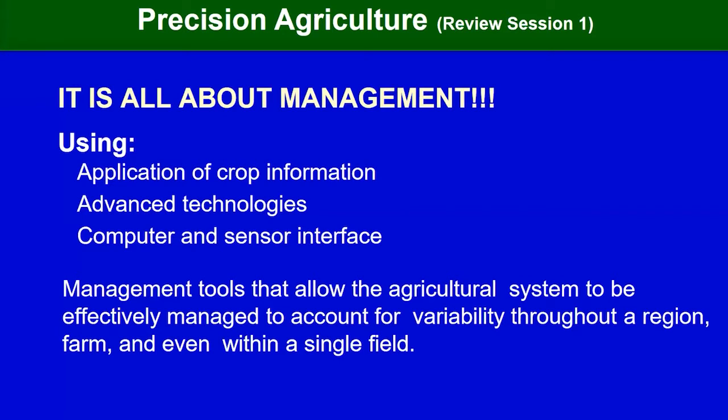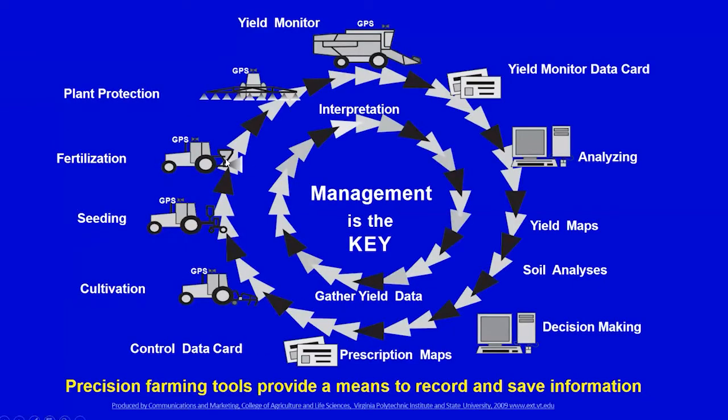So for review, we talked about precision agriculture being all about management using technologies. With these technologies, we can address the variability in a field, which we discussed. We have lots of variability in a field. If you look at precision agriculture, it's very complicated, but if you come closer, it's all about management. Management is the key. You will collect lots of information related to, let's say, soil.